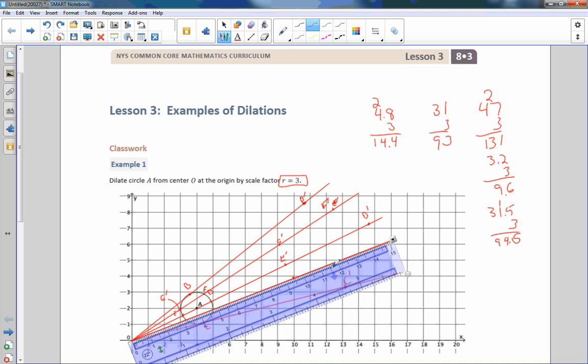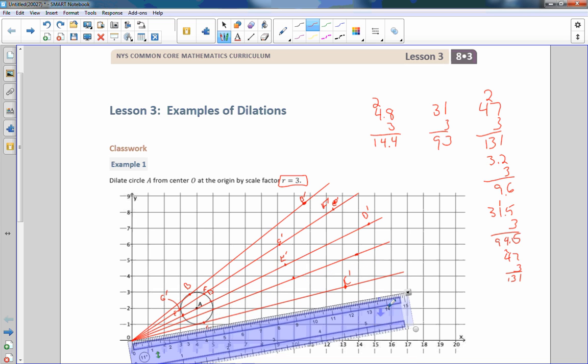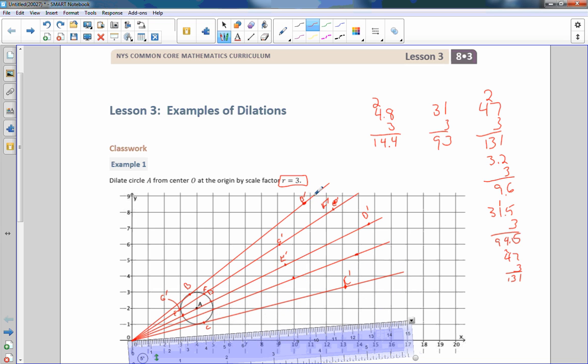And when I move my ruler back, I'm going to measure to this point here, and that looks like 47. I haven't done 47 yet, so 47 times 3 is 131. Oh, I did it right here. 131, which is right here. So there's another point.